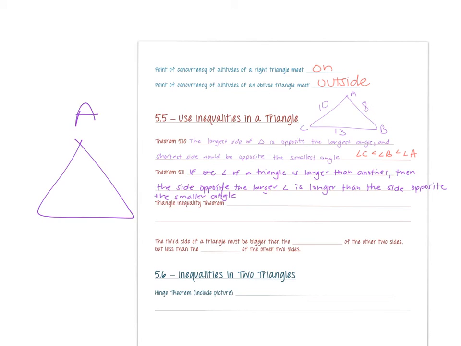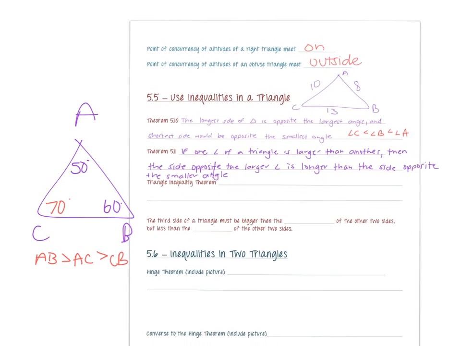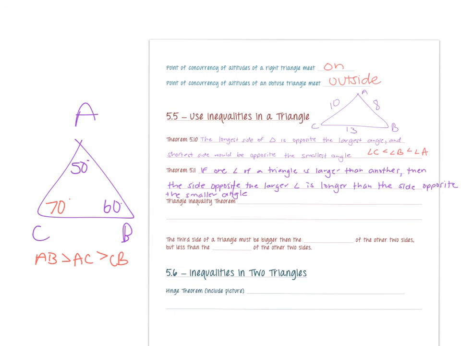So this time if I had A and B and C, and I had 50 degrees and 60 degrees, what would be the first thing you'd have to figure out? The missing angle, which would be 70. Good. So then if I asked you to put them in order from largest to smallest, what would be the largest side? AB is bigger than AC, which is bigger than CB. It is exactly that.